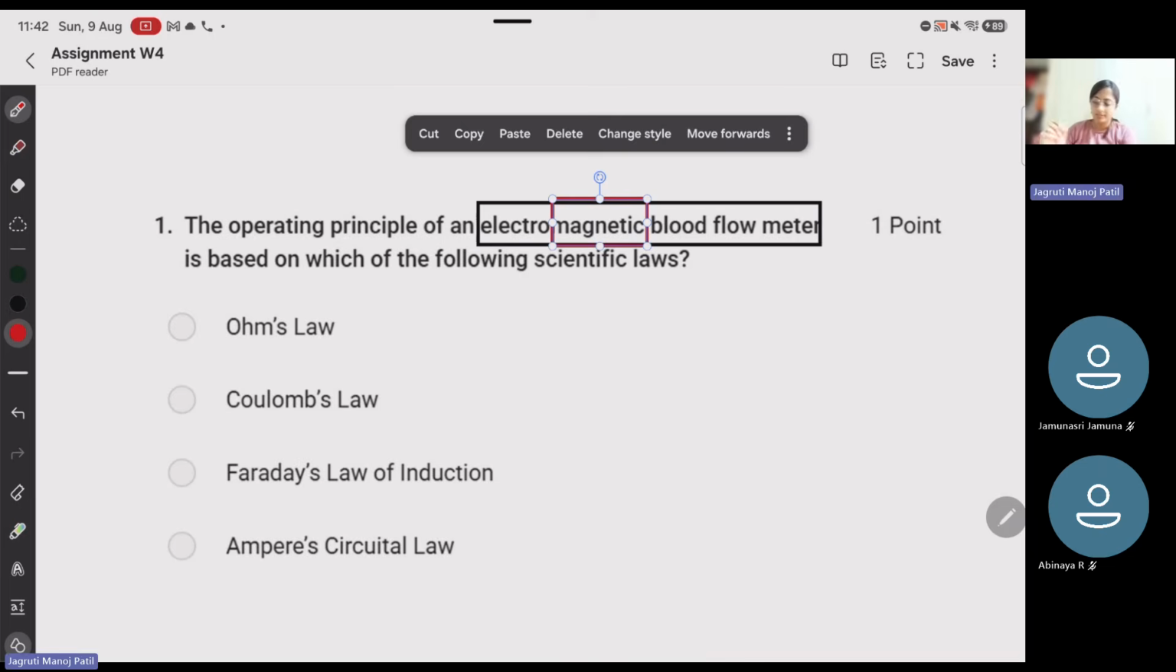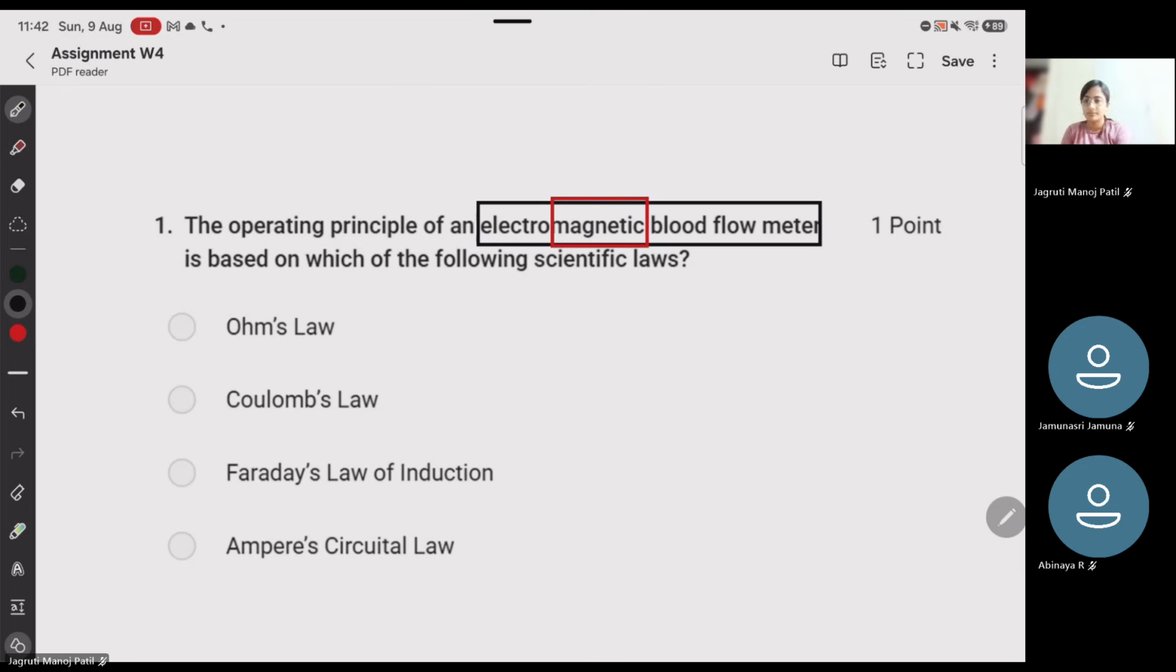Any guesses? Faraday's law. Okay, someone's trying to speak, but sorry, you weren't audible. So what's the operating principle of the electromagnetic spectrometer?